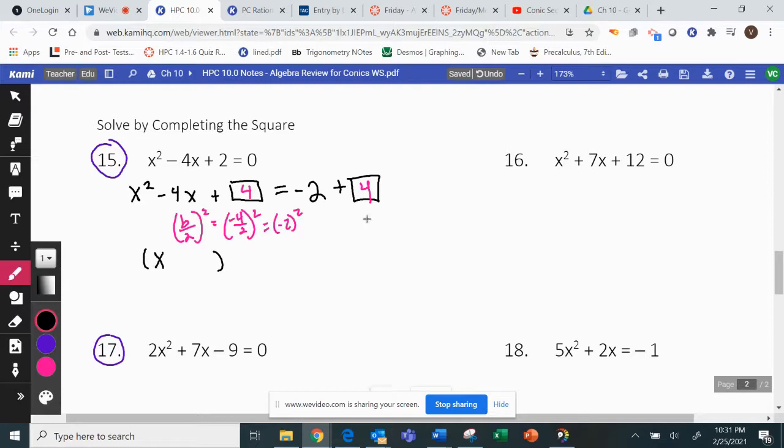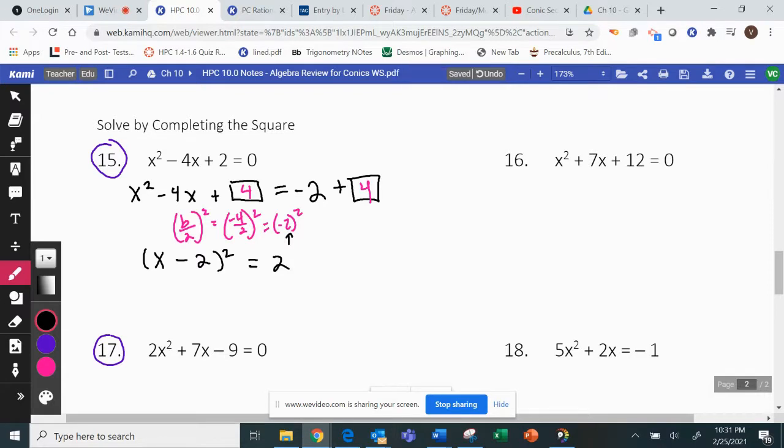I know that it's going to be a perfect square, so it's going to be one binomial squared. And what gets factored right here besides the x is the number before I squared it to get the 4. So minus 2. And then on the other side, simplify.